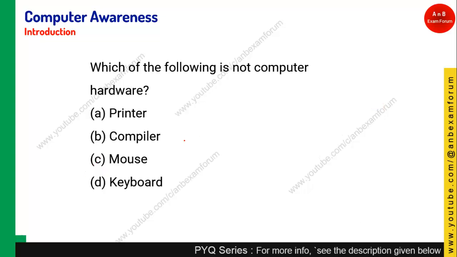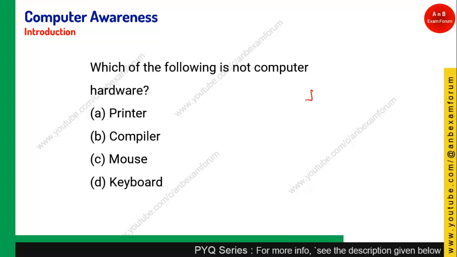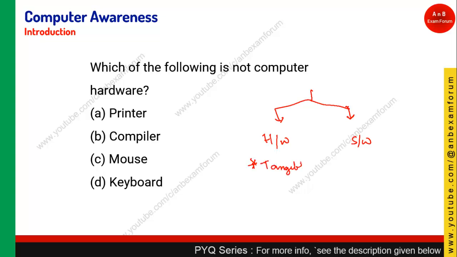Okay, let's see a very simple one. Which of the following is not computer hardware? Students, as you know, computers can be classified into two parts. The first one is hardware, the second one is software. Hardware are those devices which you can touch and feel, the tangible part, whereas software is the non-tangible part, which cannot be touched or felt. Like if you have your mobile phone, that is hardware, you can touch and feel those devices. But can you feel this YouTube channel? No. So that is basically software.